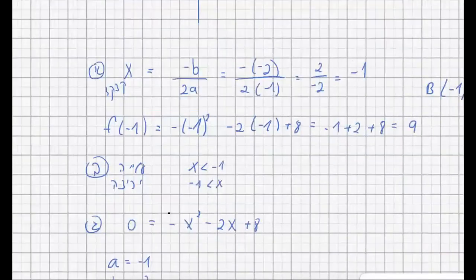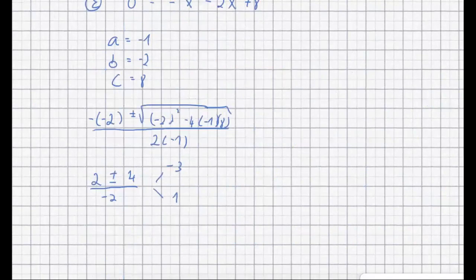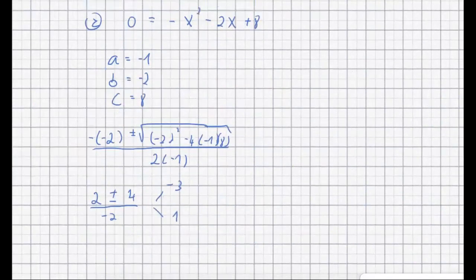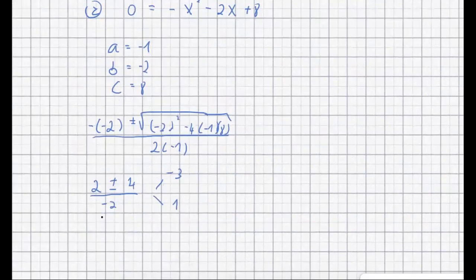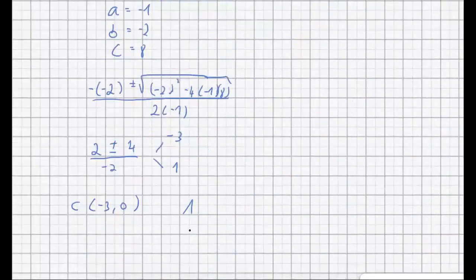Which is A and which is C? C is 1, yeah. And minus 3. Now we have to find also the y, right? The x is not enough. Well, the y we know is 0 now. Yeah, perfect. So A is minus 3, 0. And C is 1, 0.